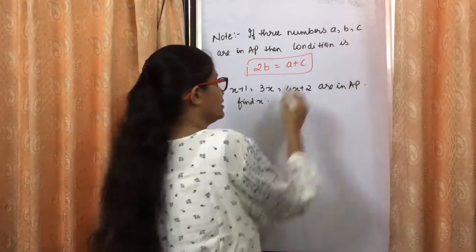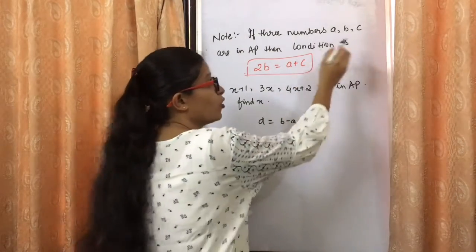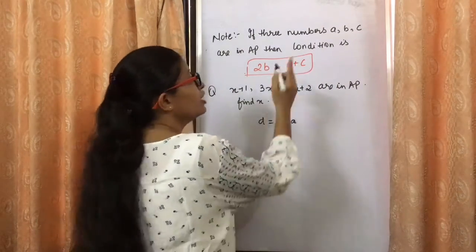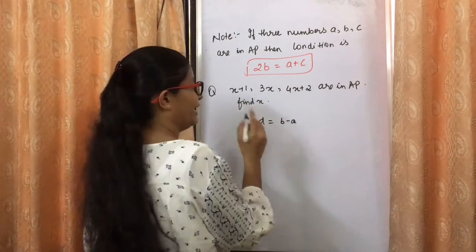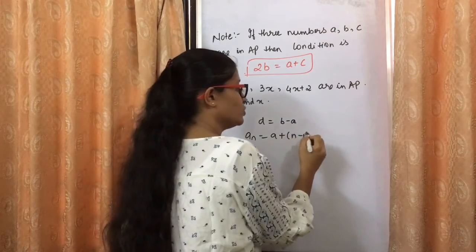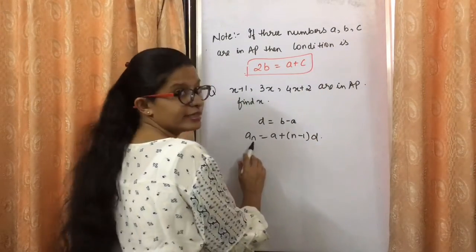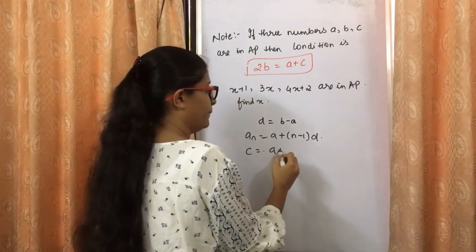First term is A. What is the common difference I can say? It is B minus A, because all the three are in AP. तीन terms का AP बोला है. So for A3, the formula used is An is equals to A plus (n minus 1) into D. The same formula. A3, the last term, is C.